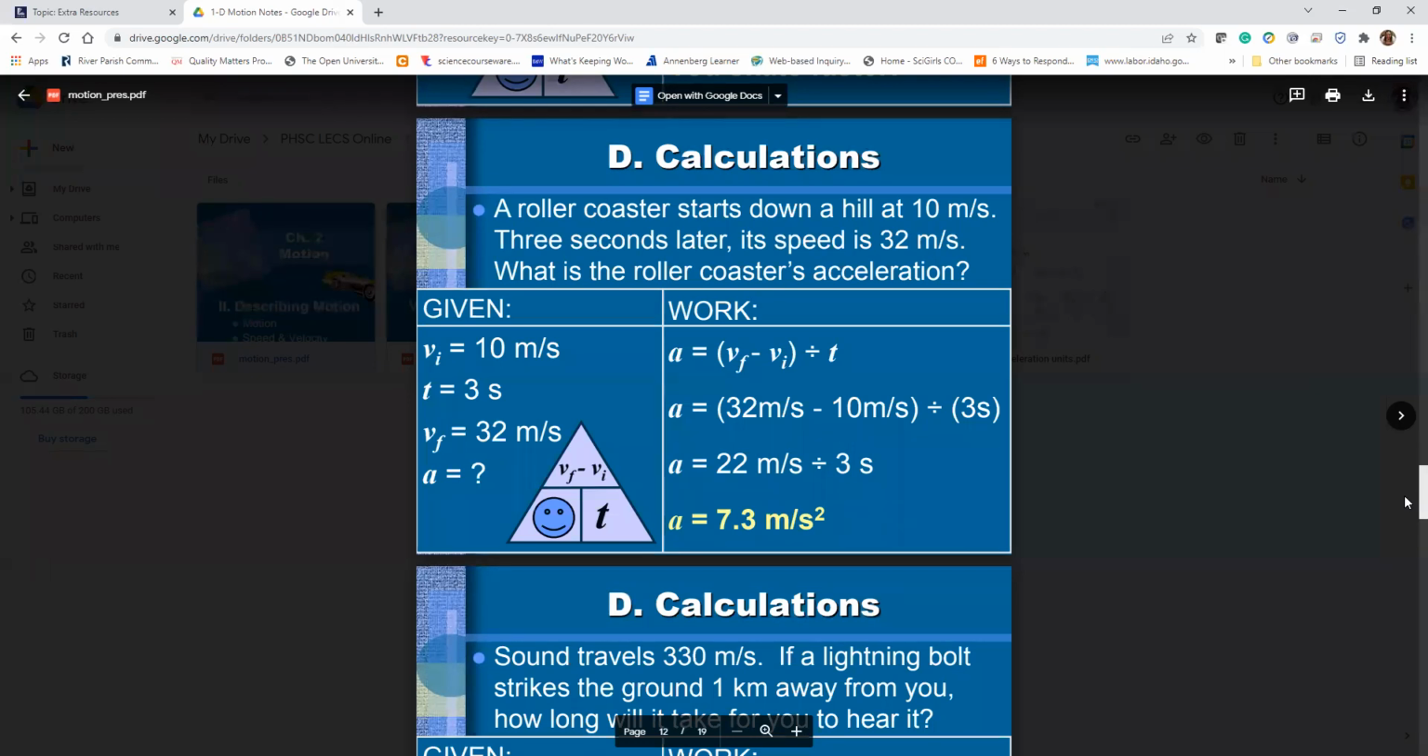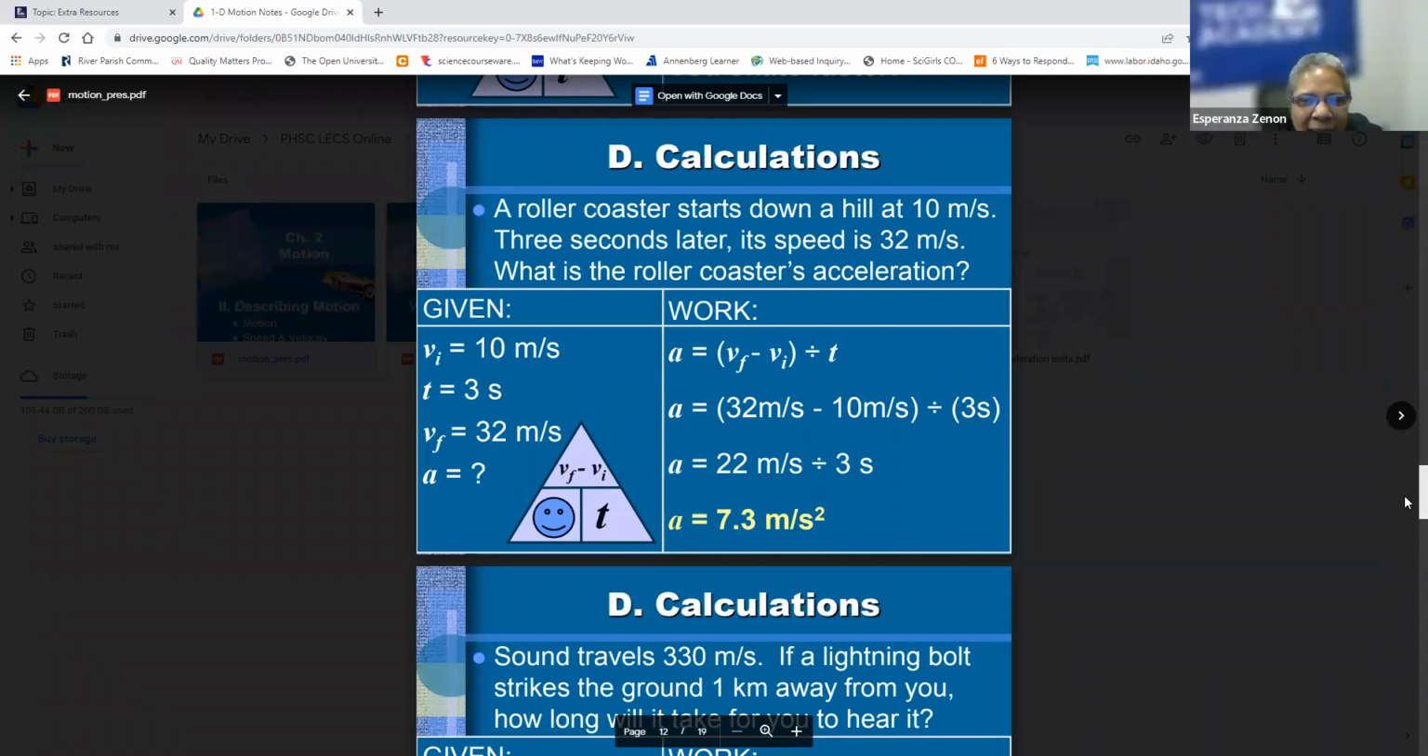It's accelerating. It's going down a hill faster and faster. Okay. We know it's not free falling because gravity is not involved in this. In fact, they asked me to find the acceleration. If it were free falling, I wouldn't have to find the acceleration. I would know it automatically.